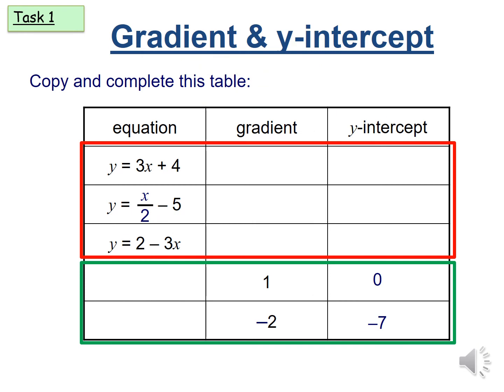And what I would like to do now is have a go at the following questions. Find my gradient and my y-intercept for the red section, and for the green section make up an equation which satisfies those values of the gradient and the y-intercept.